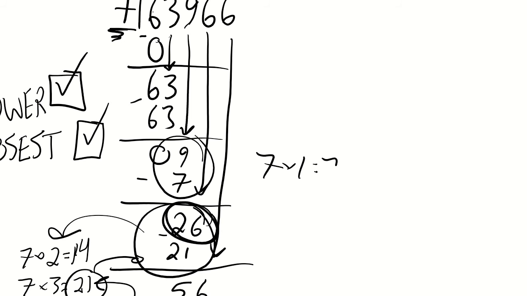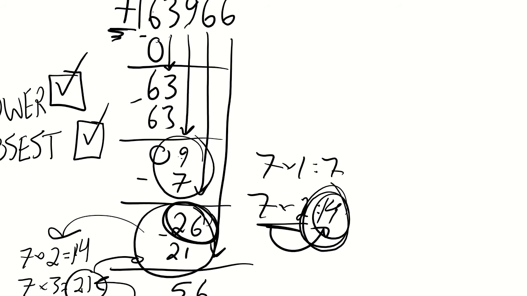So 7 times 1 is 7. 7 times 2 is 14. 14 passes 9, and it's the first one that passes 9. It's the first product that passes 9. So the one before that has to be the answer. So I'm going to do one more, and then I'm going to leave you guys on your own.